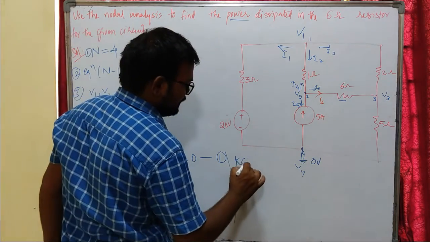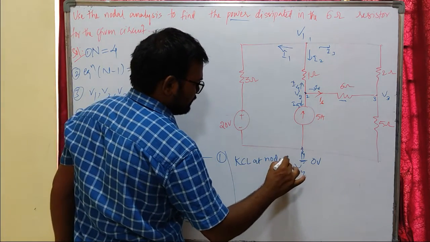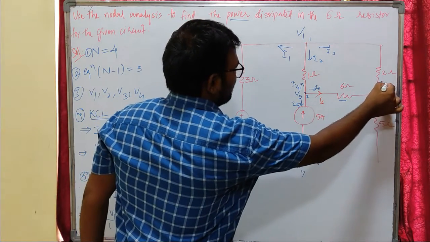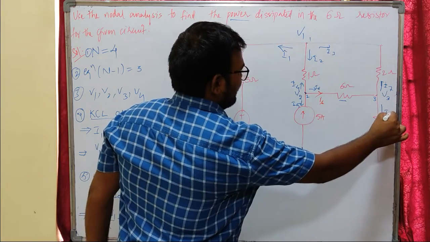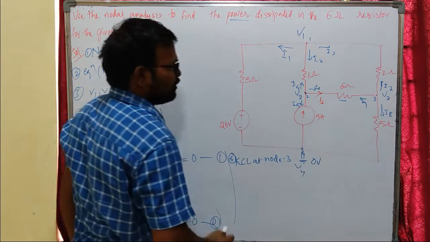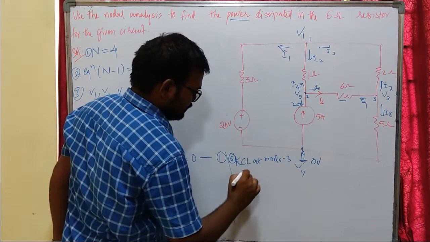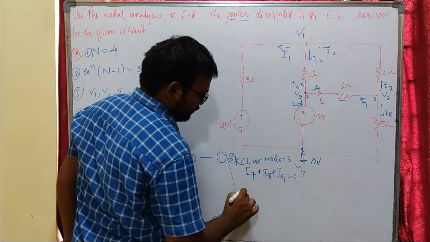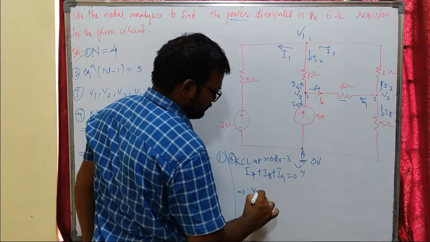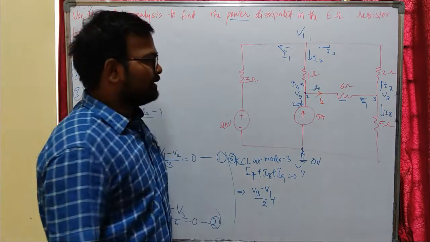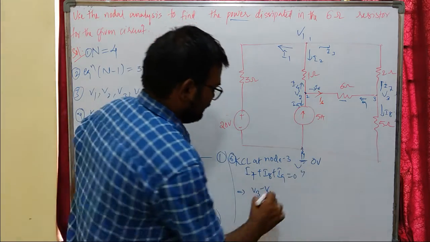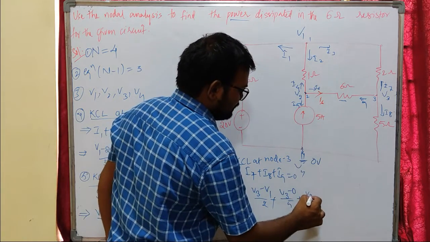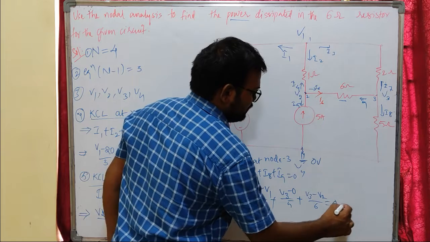So let us apply KCL at node 3. This is our sixth step, I think. So I am going to apply KCL here, taking I7, I8, I9. I7 plus I8 plus I9 must be equal to 0. So I7 is V3 minus V1 by 2, plus I8 is V3 minus 0 by 5, plus I9 is V3 minus V2 by 6. This is our third expression.